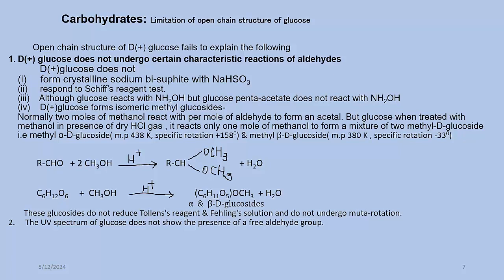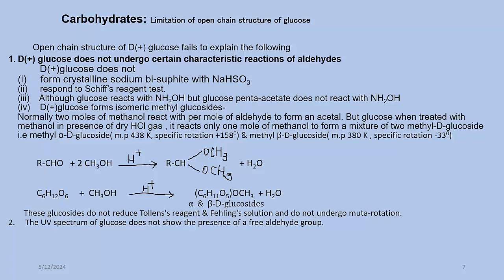These are 3 evidences. Fourth evidence is a compound with a free aldehyde group reacts with 2 molecules of methanol to form an acetal. But glucose forms isomeric methyl glucosides. Normally, 2 molecules of methanol react per mole of aldehyde to form an acetal.